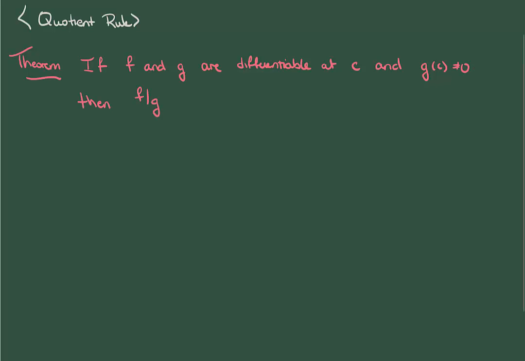Like the product rule, the quotient rule is more complicated than simply dividing the derivatives. This time, we'll immediately jump into the quotient rule theorem. So let's suppose that f and g are both differentiable at the point c, and that g of c is not 0. Then f divided by g is differentiable, and the formula for the derivative is given by this complicated monstrosity.